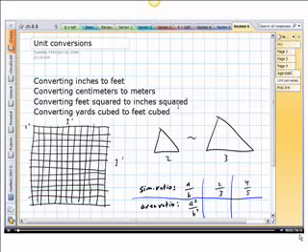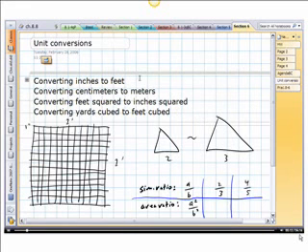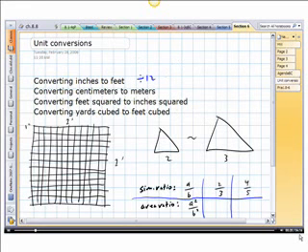Converting from similarity ratios, which are a length ratio, to area ratios. So let me start with this idea. If you want to convert from inches to feet, there are 12 inches in a foot. So actually, I guess you'd be dividing by 12 to do this. If you want to go centimeters to meters, you've got to divide by 100. Now those are lengths: inches, feet, centimeters, meters.